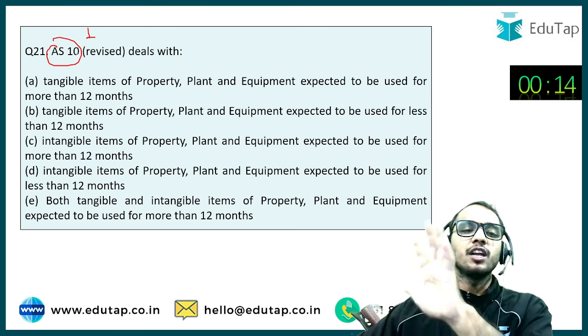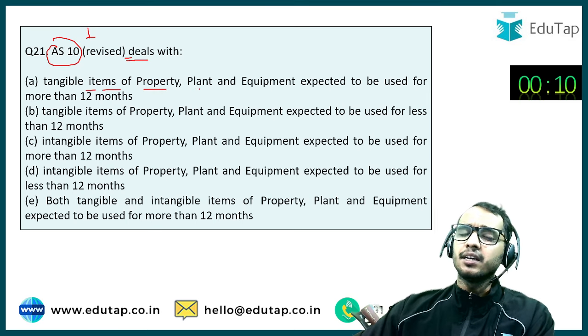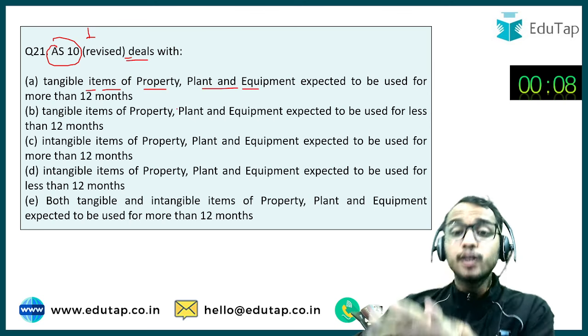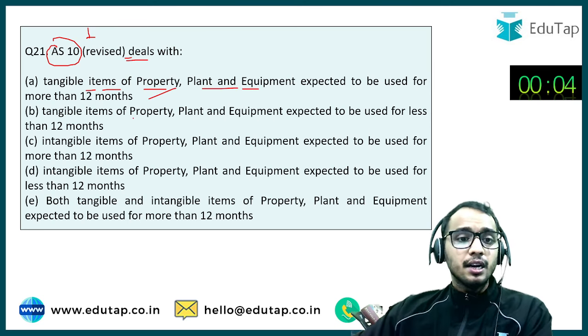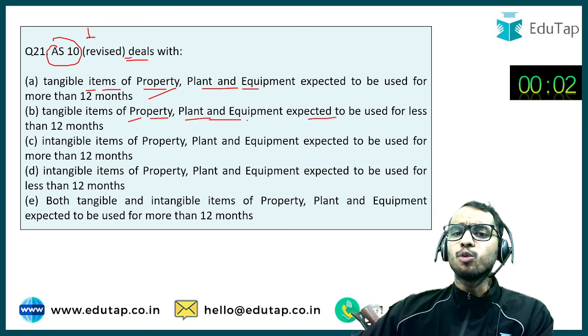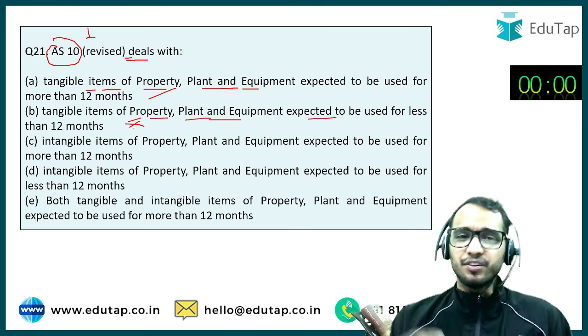Let's look at question number 21, and that talks about the AS10, that is the accounting standard for property, plant and equipment. It deals with what? Tangible items of PPE expected to be used for more than 12 months. It is correct, absolutely correct. Tangible items of property, plant, equipment expected to be used for less than 12 months. No. See, in AS10, we have basically two criteria.